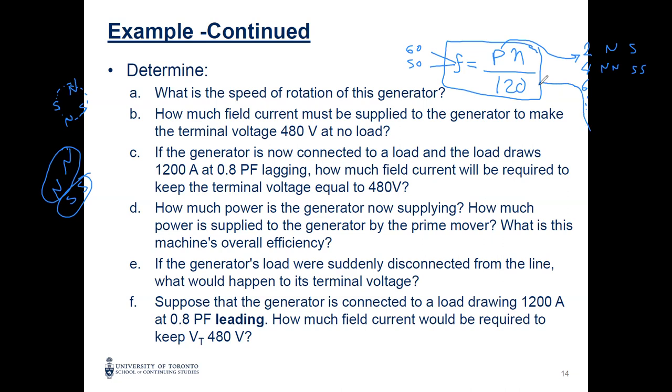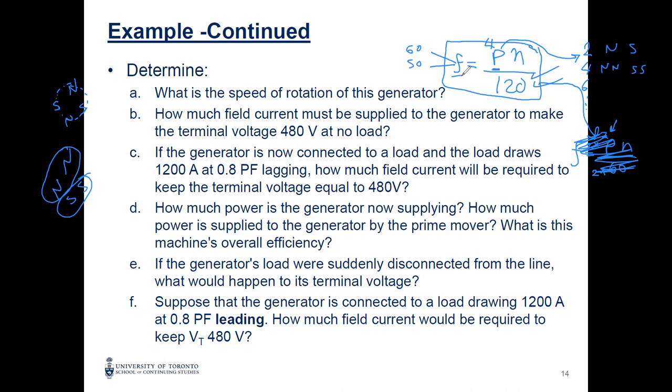We are using this equation as it is in the textbook. In some other textbooks, you will find frequency equal P N over 60, not 120. The reason is that this P is the number of pole pairs. For example, if you have 4 poles, the pairs are 2. If you multiply this by 2, it will give you the 4, and you multiply this 60 by 2, it will give you the 120. Just in case you saw this equation somewhere. But we are going to use this one because it is the one we have in the textbook.